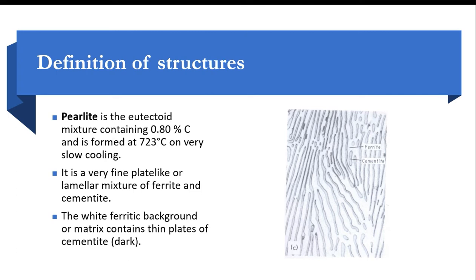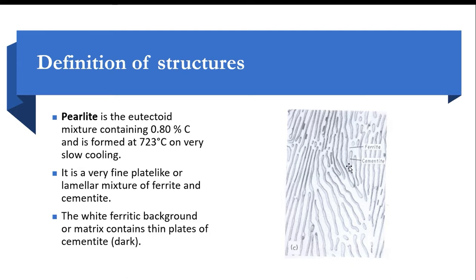Then pearlite, it is called eutectoid mixture containing 0.8 percentage of carbon and is formed at 723, with very slow cooling. You need to do it very slowly. Then it's a very fine plate-like lamella mixture. Lamella means this kind of arrangement we call, and they have parallel lines like this. Right? They actually have one parallel structure, and it is called lamella structure. Right? You can see ferrite and cementite, like the mixture of these two.